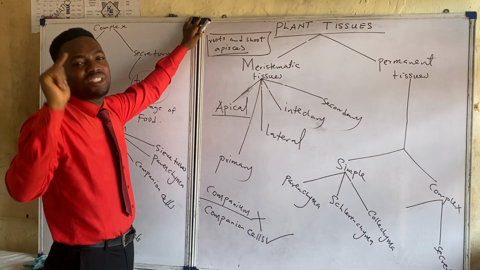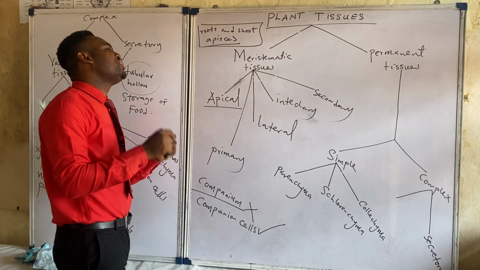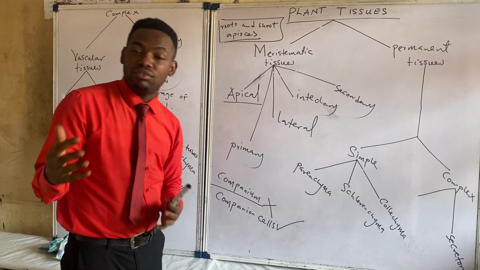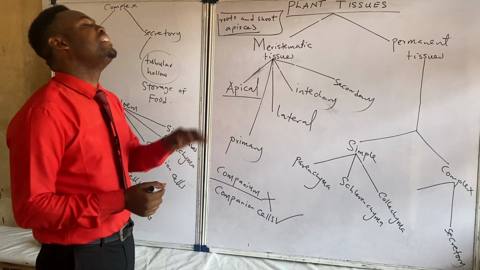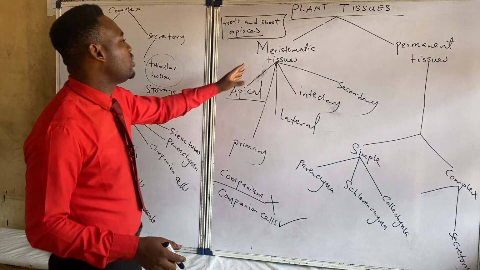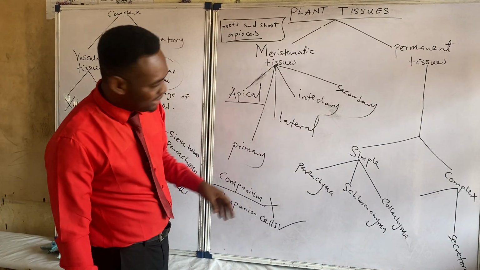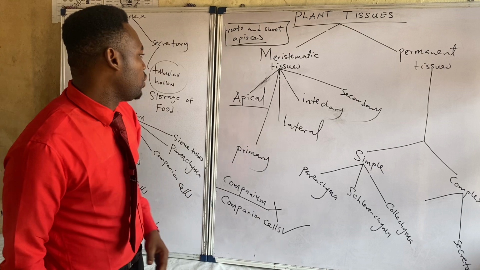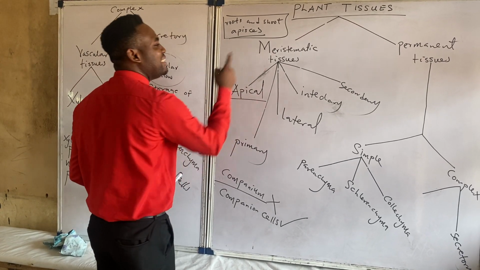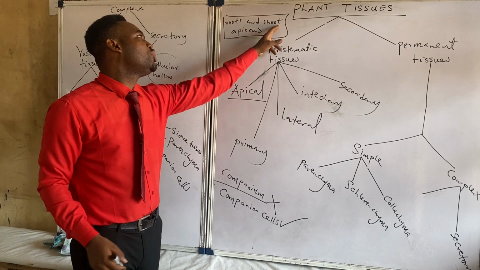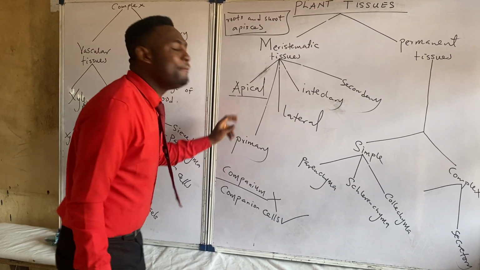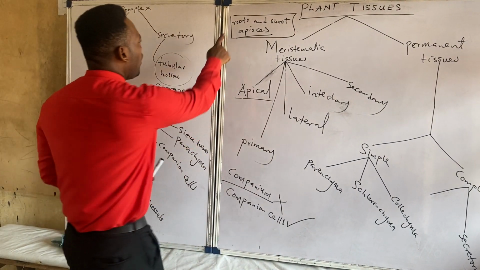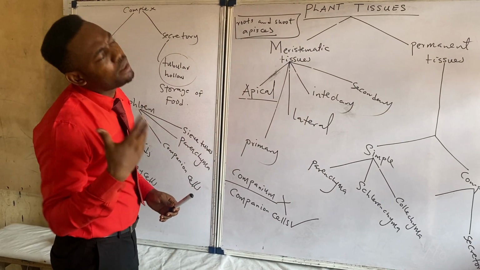It is important to state that meristematic tissues are in continuous cell division. When we talk about cell division, we have the mitosis and the meiosis. But what type of cell division does this one undergo? Of course, the mitosis. So meristematic tissues are in constant mitotic division. The apical meristematic tissues are found in the root and shoot apices. So we can say that the apical meristematic tissues are found in the growing regions of plants.